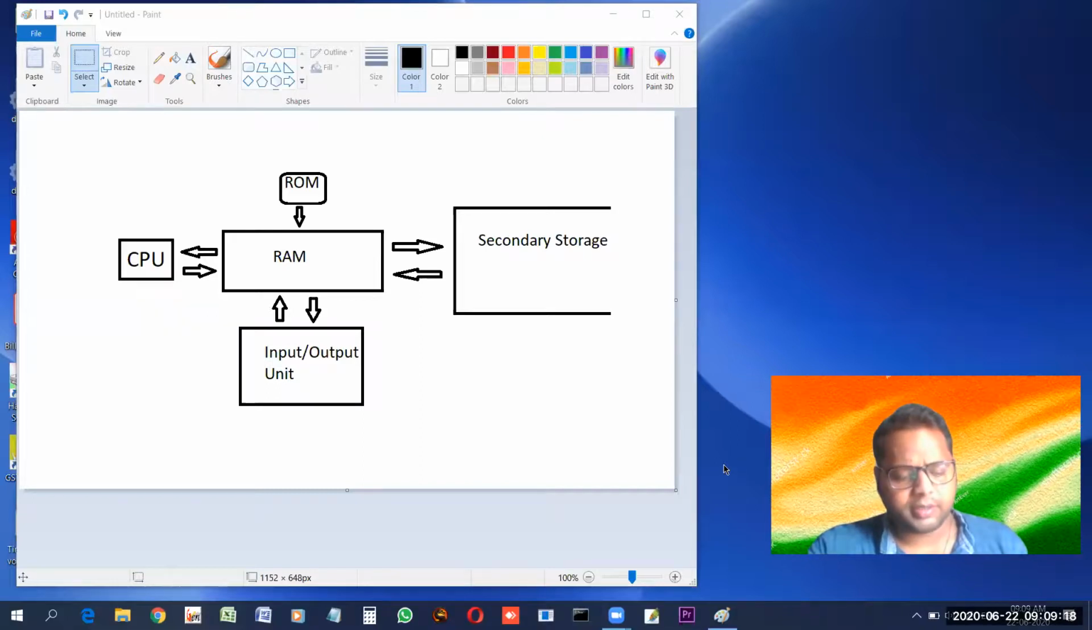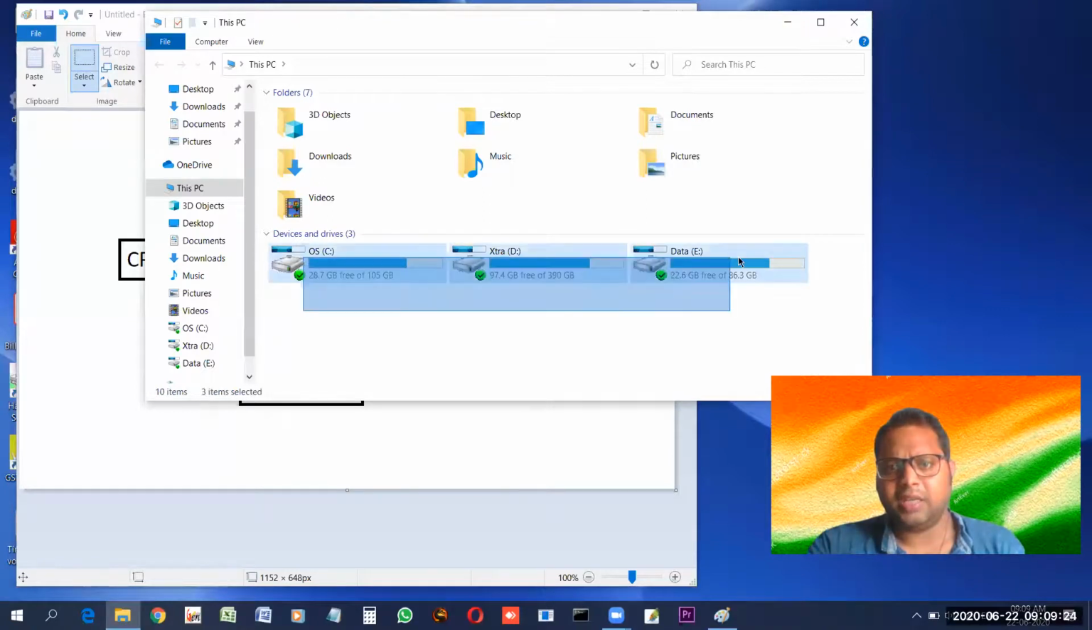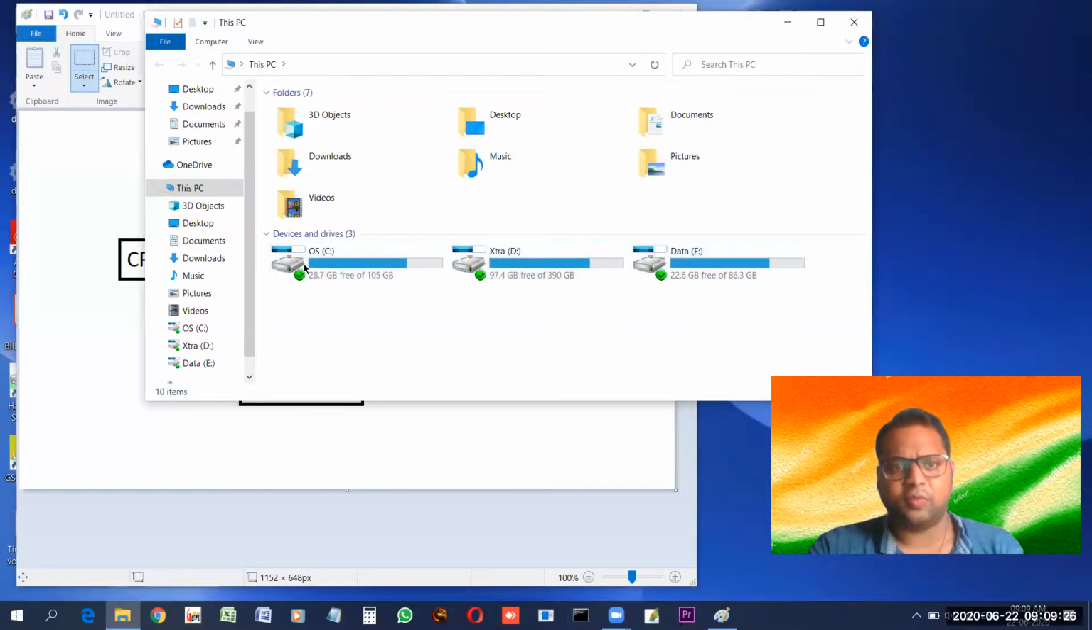Now I'm going to open Windows Explorer, where you can see that I have three drives. One is C drive, one is D drive, one is E drive. I have divided my hard disk in three parts. I have a 500 GB hard disk, which is one of the secondary storage devices. It has been partitioned in three parts. First partition is C drive, again is D drive, and third is E drive. Okay.